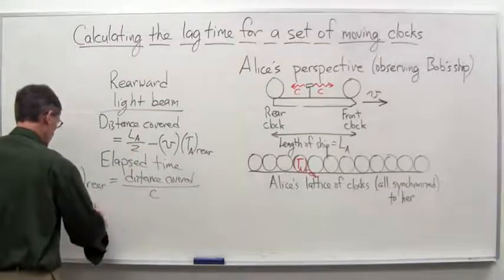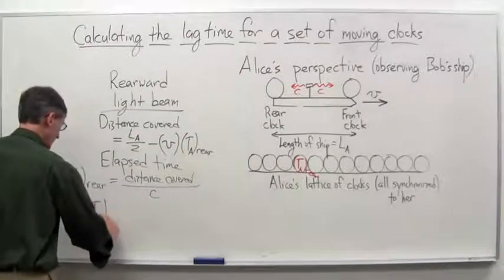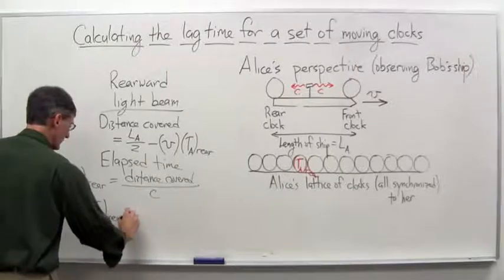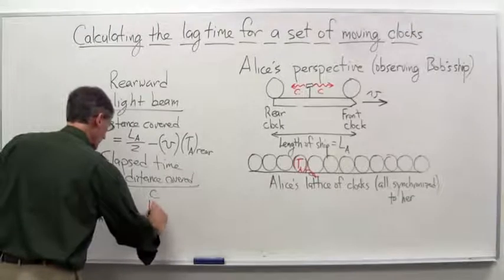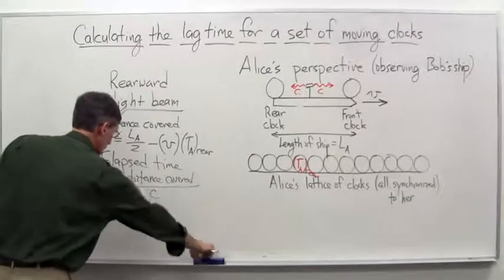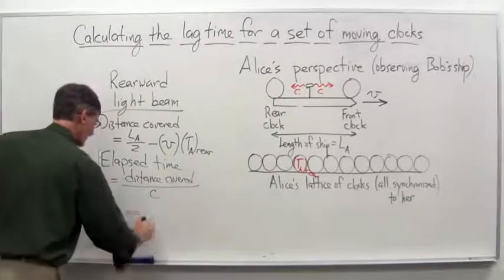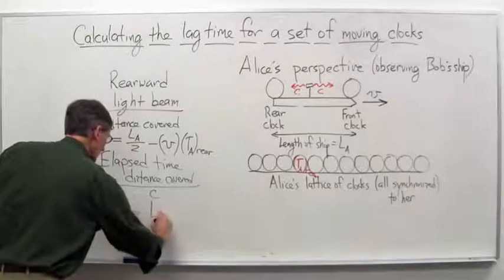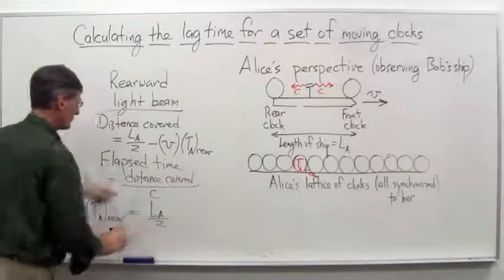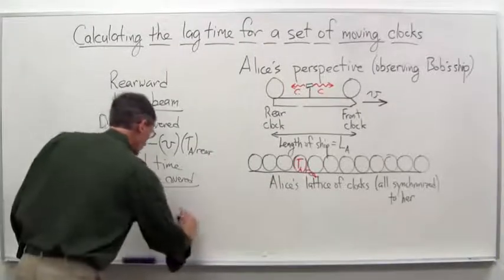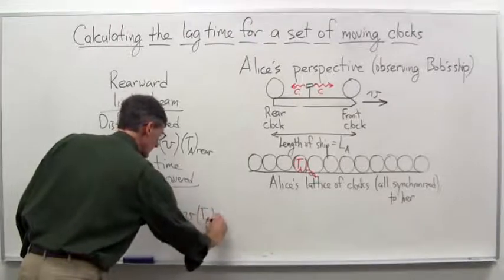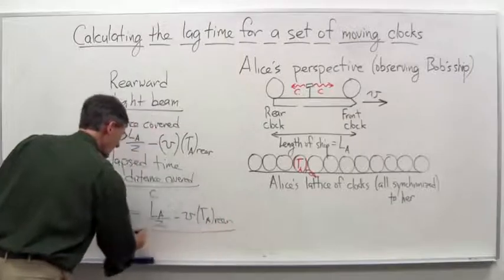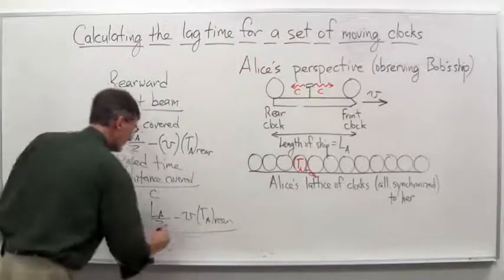So here's what we get, an equation that says this. We say TA, the value on Alice's clock, is this distance covered here. So it's L sub A over 2 minus V times T sub A rear, all over C.